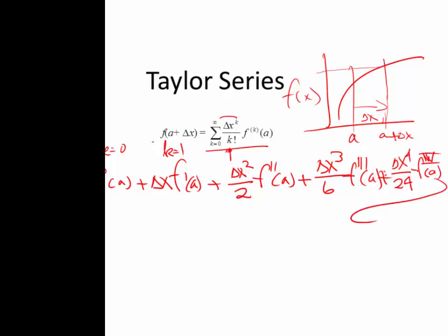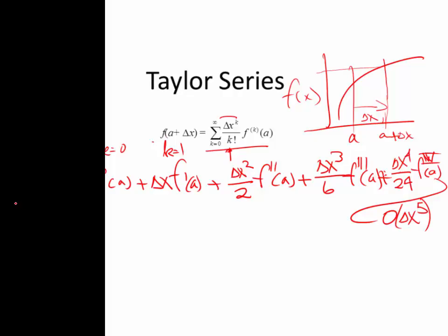And so I'm going to chop off all the rest of the stuff from k equals 5 to k equals infinity. I'm going to just cut that off, and I'm going to say all of that has order delta x to the fifth, because I've got delta x to the fourth here. The next term would be delta x to the fifth.